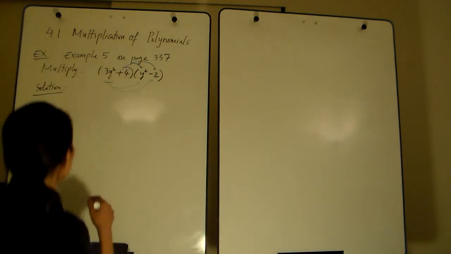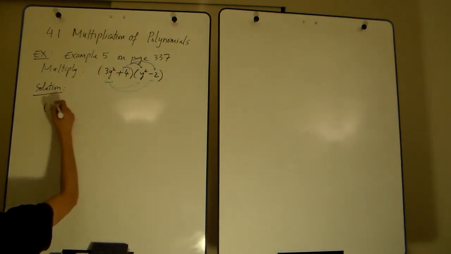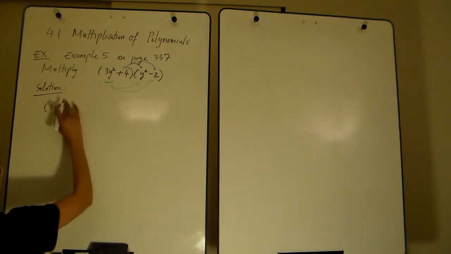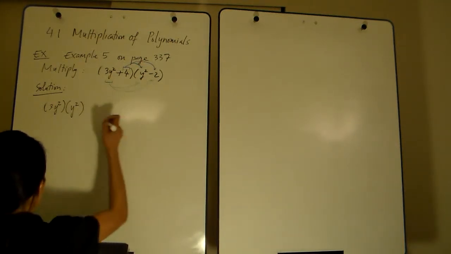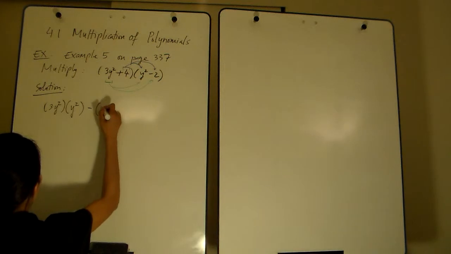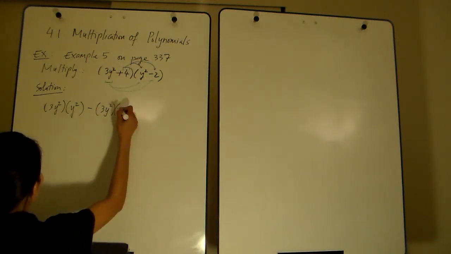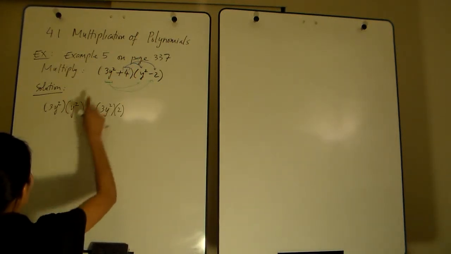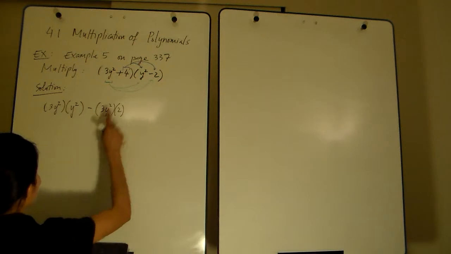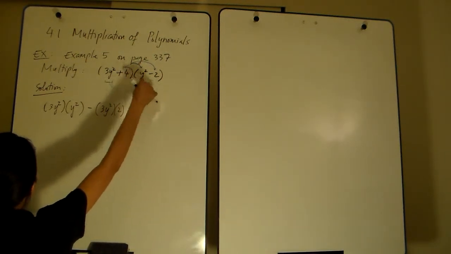So 3y squared times y squared. Then, subtract 3y squared times 2. 3y squared times y squared, we got this. 3y squared times 2, we get this. Let's subtract, go here. Now for the second term, you take 4 times y squared.